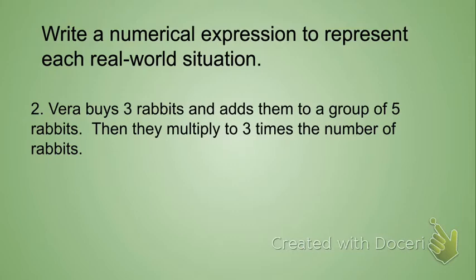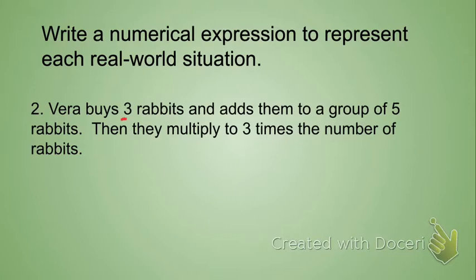Here is another example. It says Vera buys 3 rabbits and then adds them to a group of 5 rabbits. Then they multiply to 3 times the number of rabbits. All right, so let's take a look and see what we've got going on here.